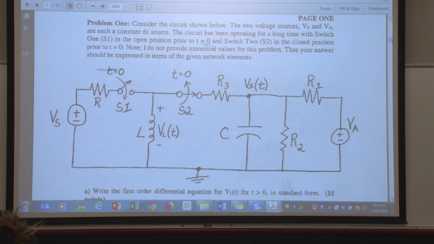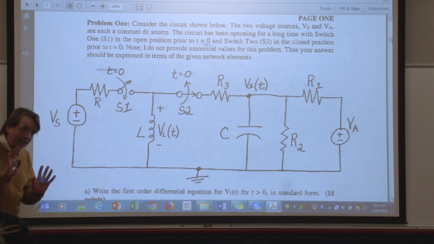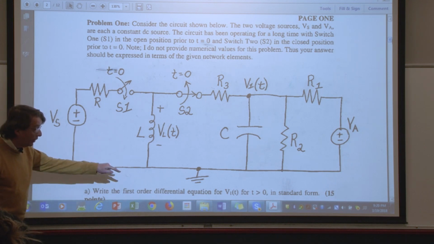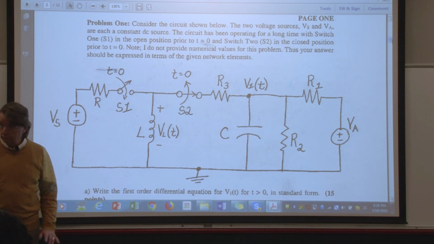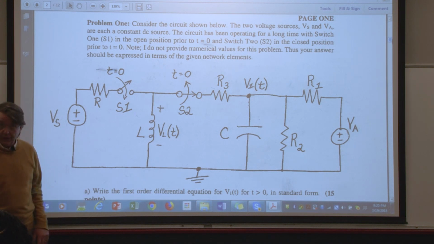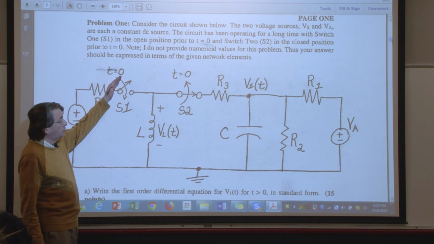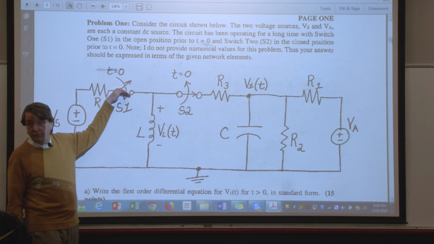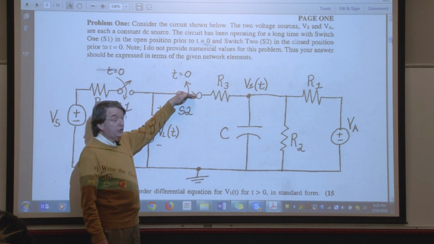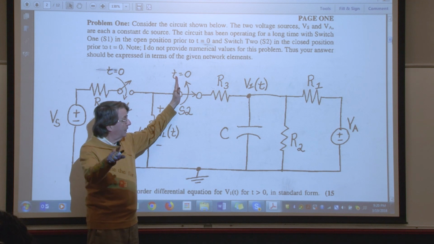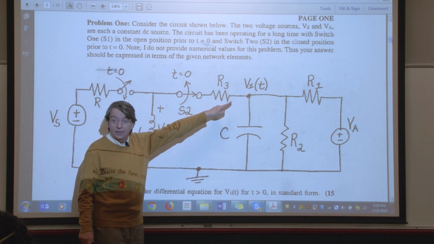Now, what I do is I like to make sure I don't make a mistake. I draw the circuit for t greater than 0, just to make sure I know what's going on. So for t greater than 0, this switch is closed. Okay, fine. But this switch is open. And what am I asked? To solve for V1 of t.